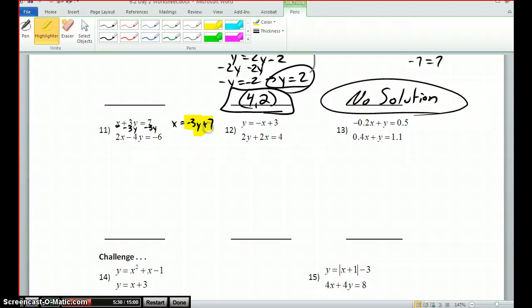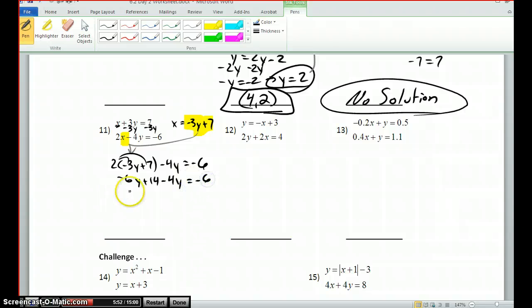I'm going to take that equation, I'm going to substitute it into the second equation for x, and we'll go from there. So then we get 2 parentheses negative 3y plus 7, and minus 4y equals negative 6. After I do that, I'm going to simplify and solve. So I'm going to distribute, so it's negative 6y plus 14 minus 4y equals negative 6. From that, we get negative 10y plus 14 equals negative 6, and we're going to keep solving it for y. Minus 14 on both sides, and you get negative 20. You get y is 2.